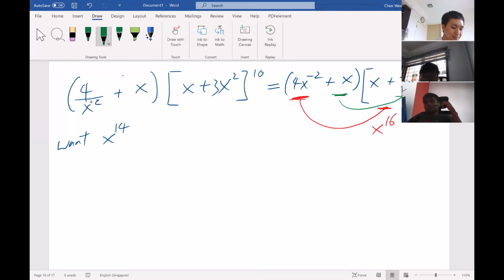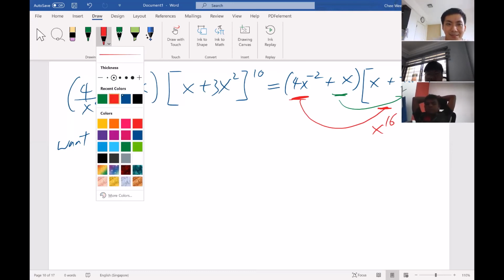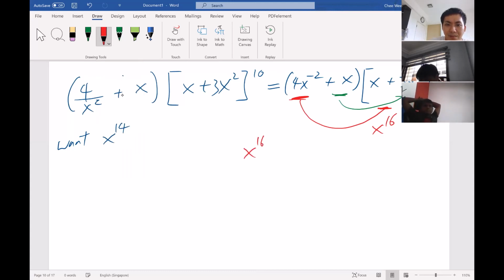So do we continue with x to the power of 16 and x to the power of 13? Okay, x to the power of 16 first then. So x to the power of 16 is bracket 10, and then after that bracket x and bracket 3x squared. So 10 something. So what do you think it is?